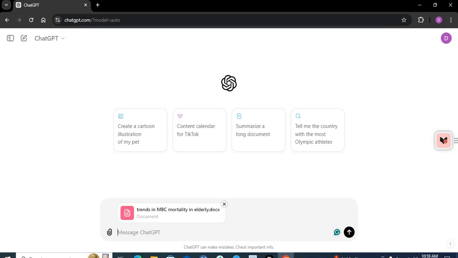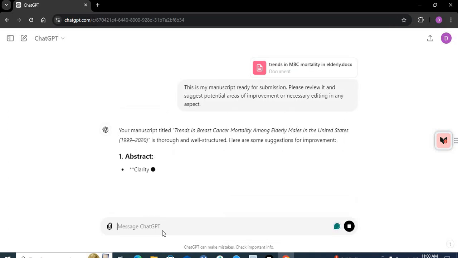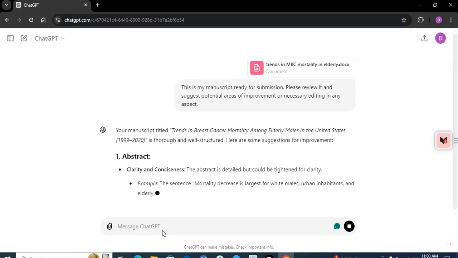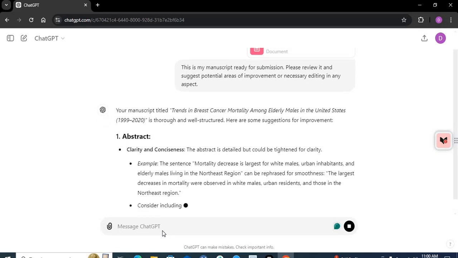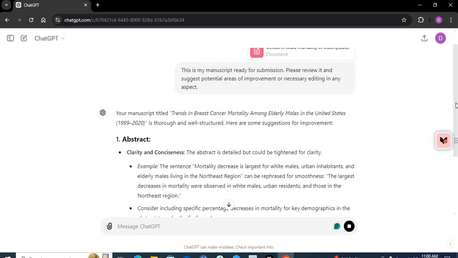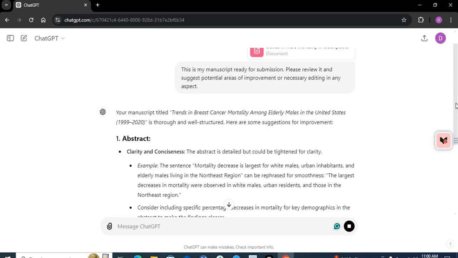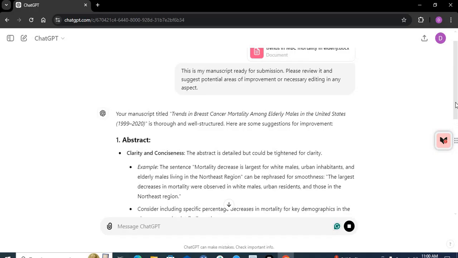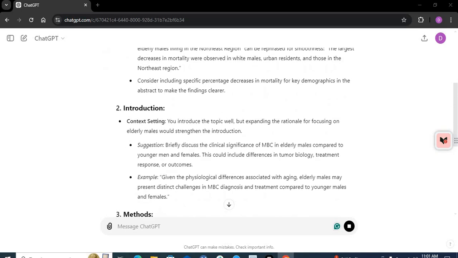Now I will ask ChatGPT. I have uploaded that paper, and I'm going to prompt ChatGPT: this is my manuscript ready for submission, please review it and suggest the potential areas of improvement and necessary editing in any of the aspects. And see, the moment you upload the paper and give a command, ChatGPT starts reviewing your paper step by step.